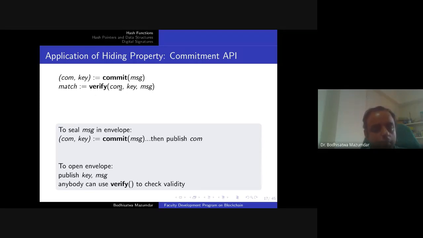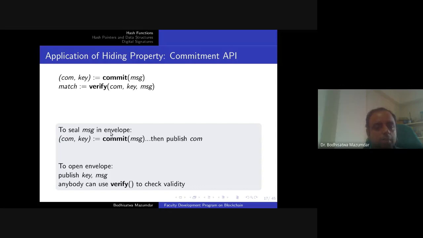You get that envelope, and you again apply that glue. Here, applying the key means you are breaking that glue to see what the message is. So if somebody else claims a message, that message and this message are verified to see whether there is a match or not. This is the convention here.